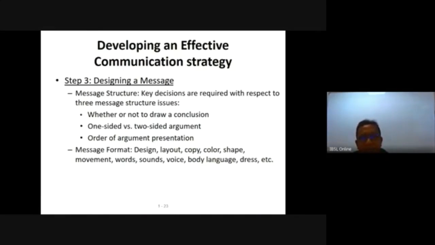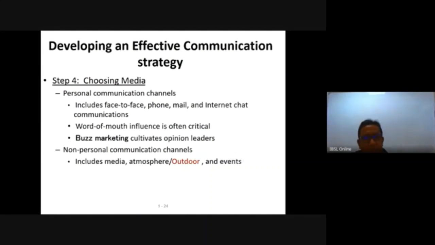For designing a message structure, key decisions are required with respect to three things: whether or not to draw a conclusion, one-sided versus two-sided argument, and order of argument presentation. Then there is how you design the message format: layout, copy, color, shape, movement, word, sound, voice. Choosing media is something you must do very carefully. Personal communication channels include face-to-face, phone, mail, internet, word of mouth. Buzz marketing cultivates opinion leaders. Non-personal communication channels include media, atmosphere, and outdoor environment.